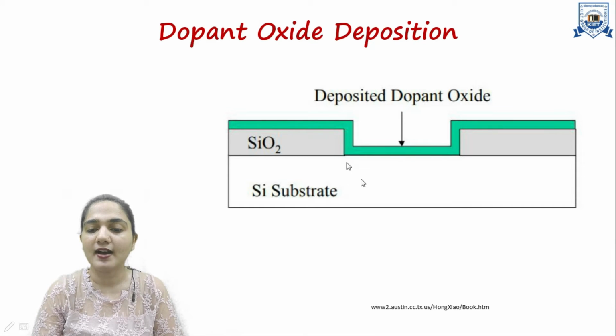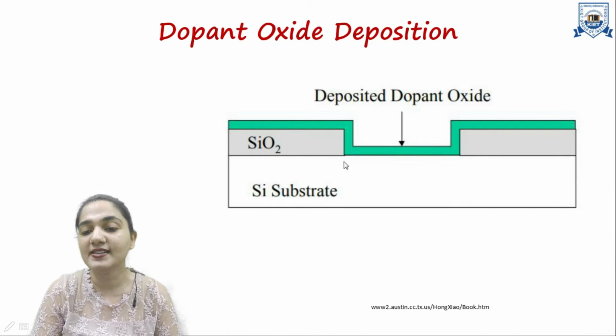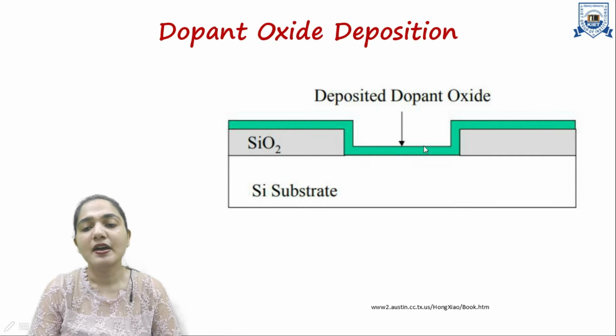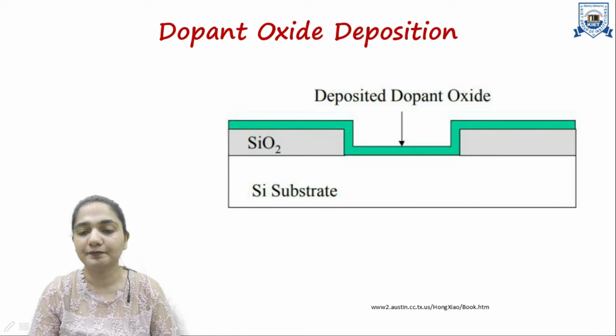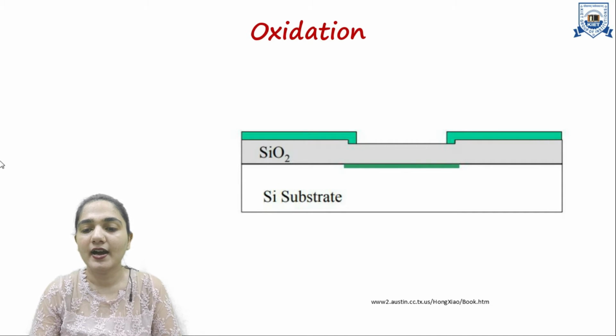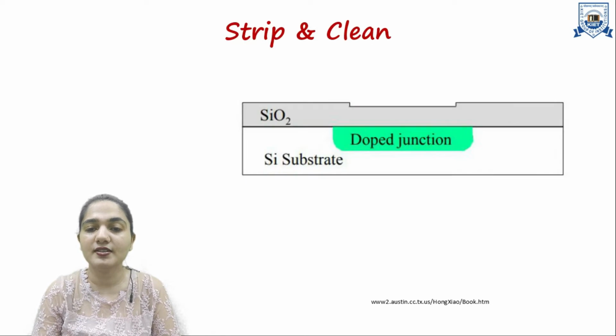So this is the mask. After the mask we have silicon dioxide. In the silicon dioxide masked area we will not be having any kind of penetration, but in the unmasked area the dopant oxide will be reacting with silicon to form silicon dioxide, and the dopant will be penetrating inside. So here we will be having oxidation, and the dopant will be penetrating inside. Here we will be getting the doped junction. So this is the drive-in process.